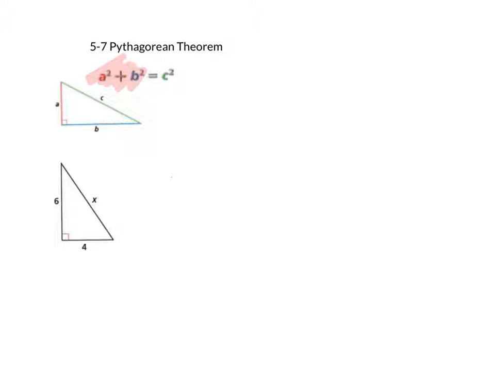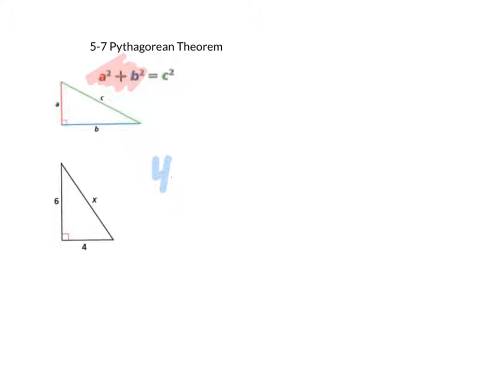It's called the hypotenuse. The c is the hypotenuse, and it's across from the 90-degree angle. It's the largest side because it's across from the largest angle. So our first example is 6, 4, and x. 6 and 4 are both legs because the hypotenuse is what's missing.